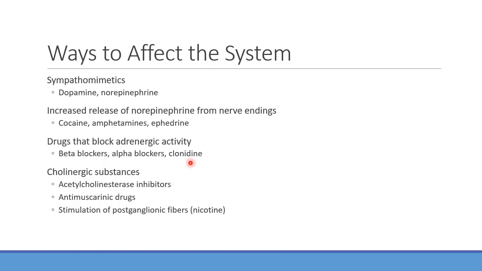And clonidine, as mentioned, is an alpha-2 agonist, right? So it works up in the central nervous system to decrease sympathetic outflow downstream, right? That could also do similar things to decrease heart rate and blood pressure, etc.